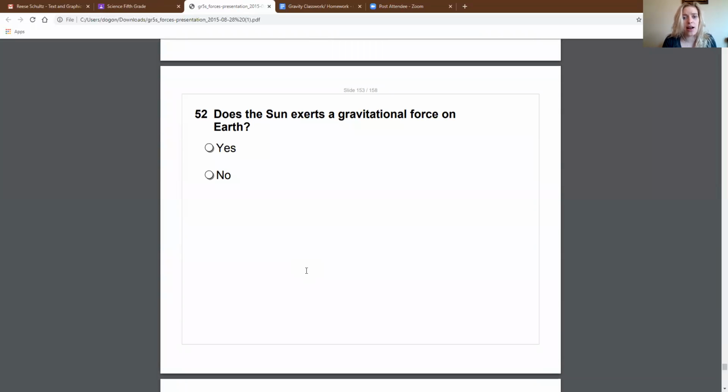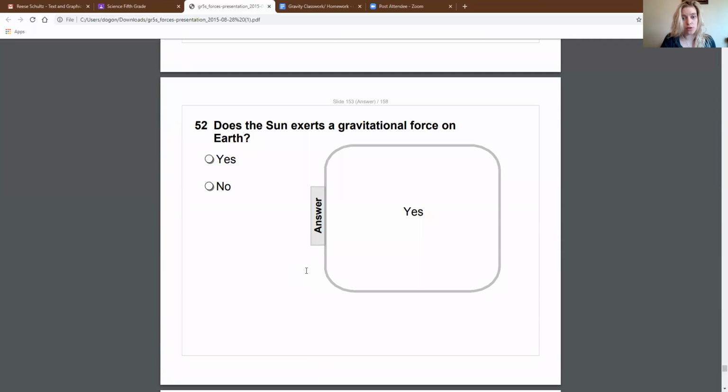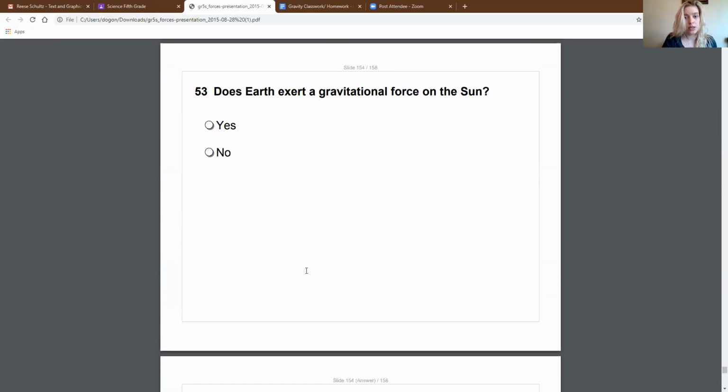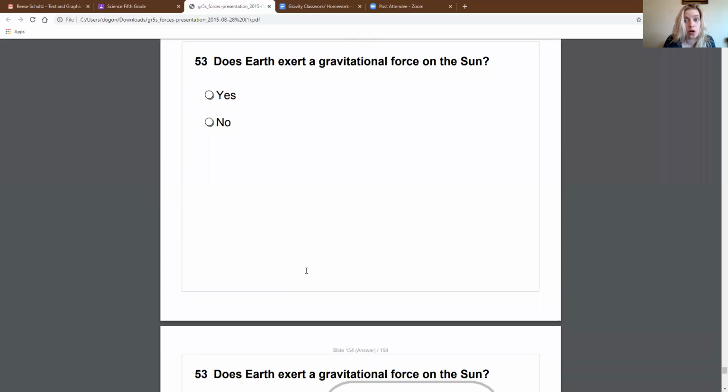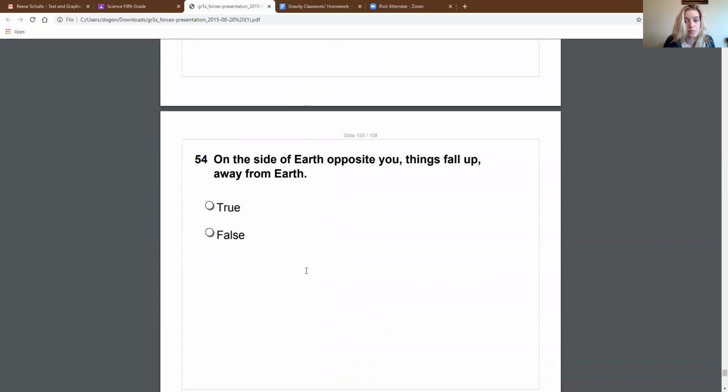Does the sun exert a gravitational force on the Earth? Okay, well, like we said, everything exerts a gravitational force. Okay, the Earth on the sun as well as the sun on the Earth. So your answer here should be yes, everything has a gravitational force. Does Earth exert a gravitational force on the sun? Well, yes, if everything has an attractive gravitational force, the Earth would exert a gravitational force on the sun as well.